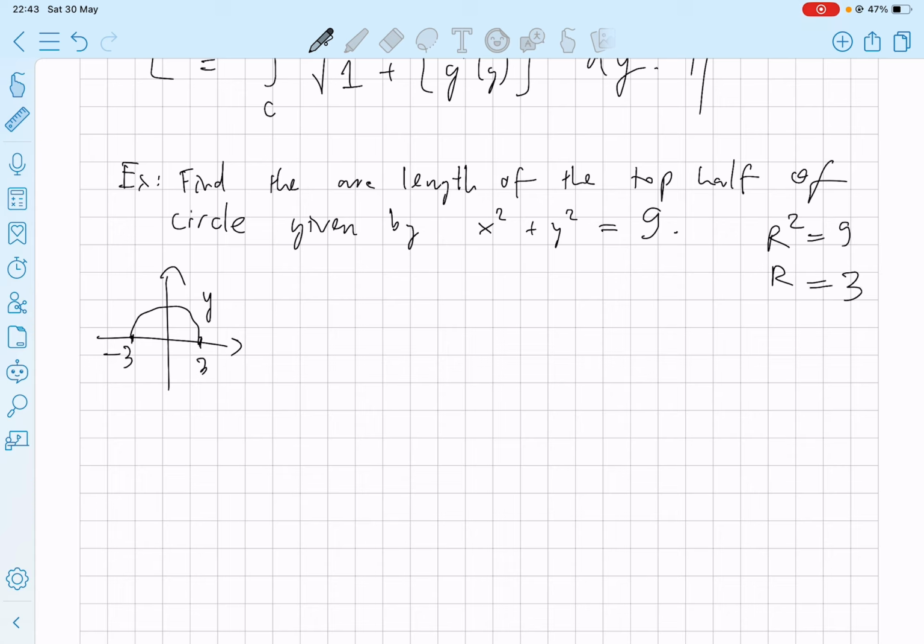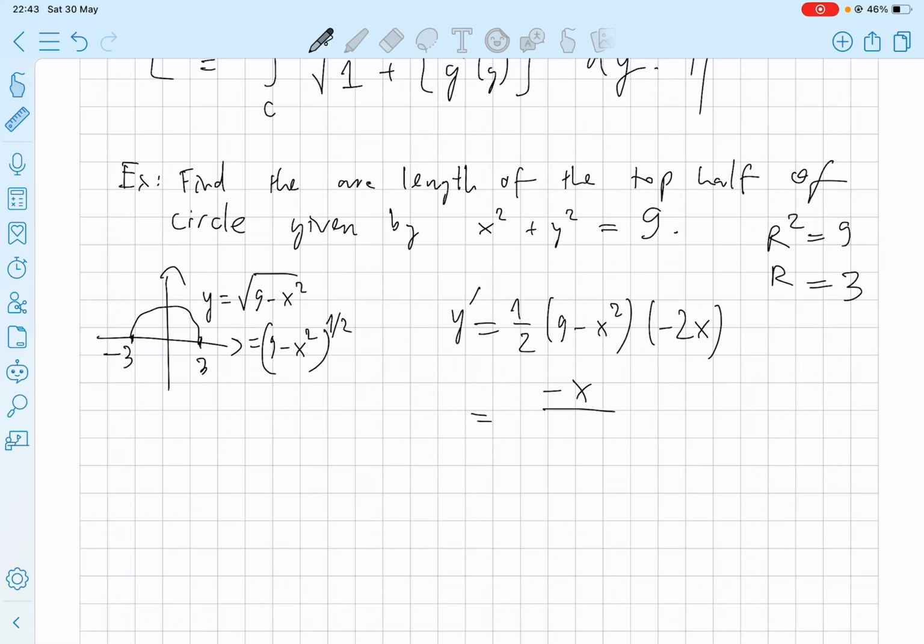So the top half function is y equal to the square root of 9 minus x squared, and this is also equal to (9 minus x squared) to the power of 1 half. Now we find y prime. So y prime will equal 1 half times (9 minus x squared) to the power of negative 1 half, multiplied by -2x. We simplify it, and it equals -x over the square root of 9 minus x squared.